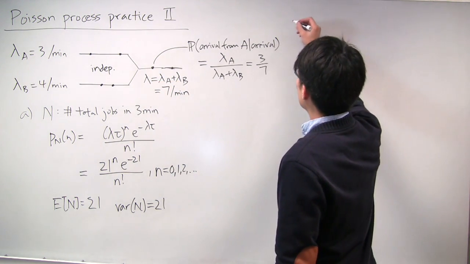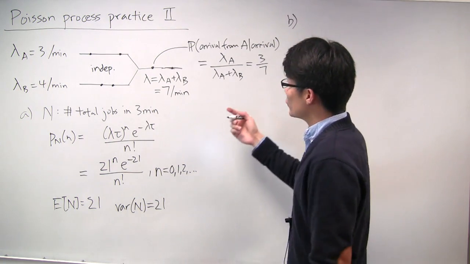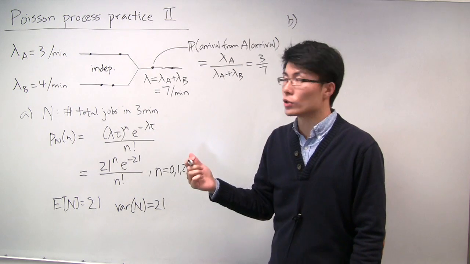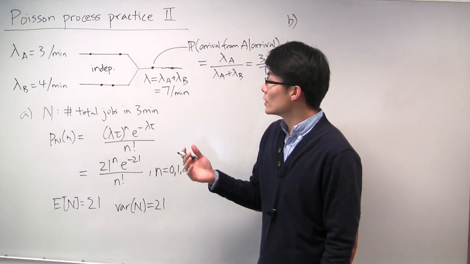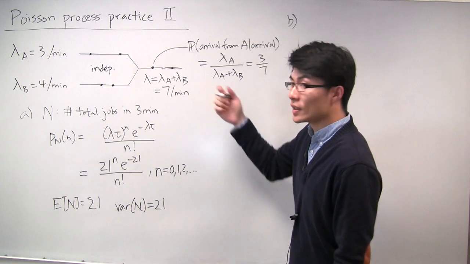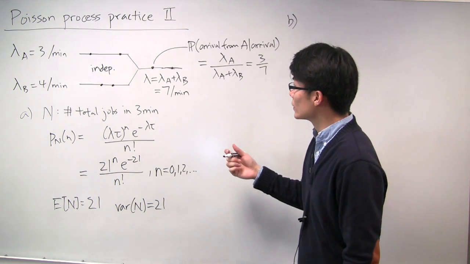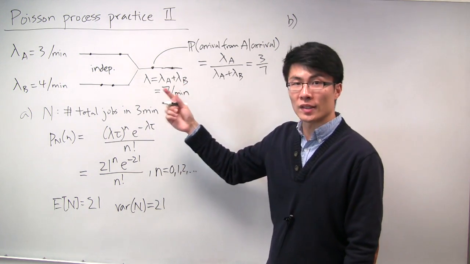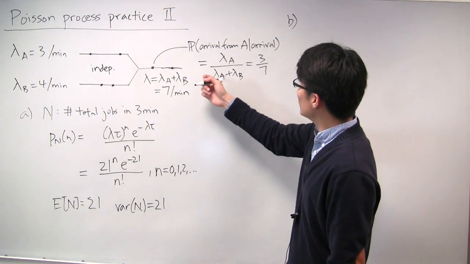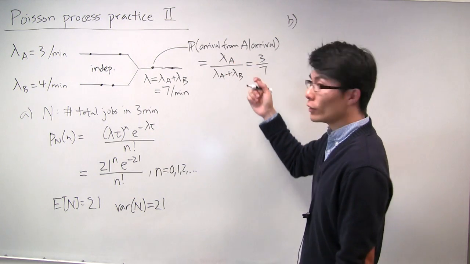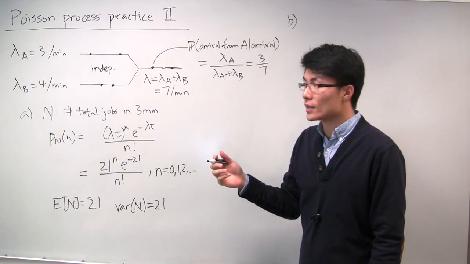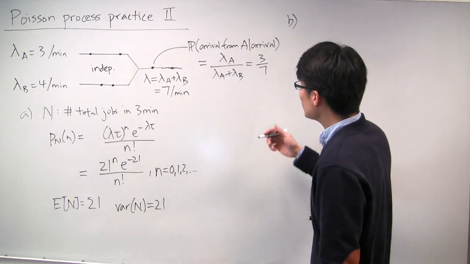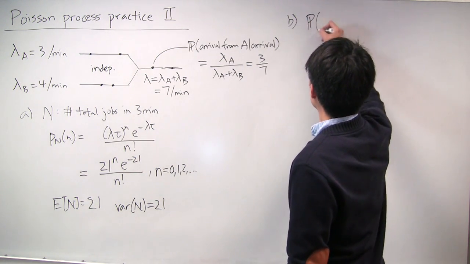Now, part B, remember, is asking us for the probability of exactly 3 type A jobs out of 10 total jobs. We can think of this from the lens of successes out of total number of trials. If we view an arrival coming from type A as a success, then what we're looking for is the probability of 3 successes out of a total of 10 trials. And that sounds like a binomial.